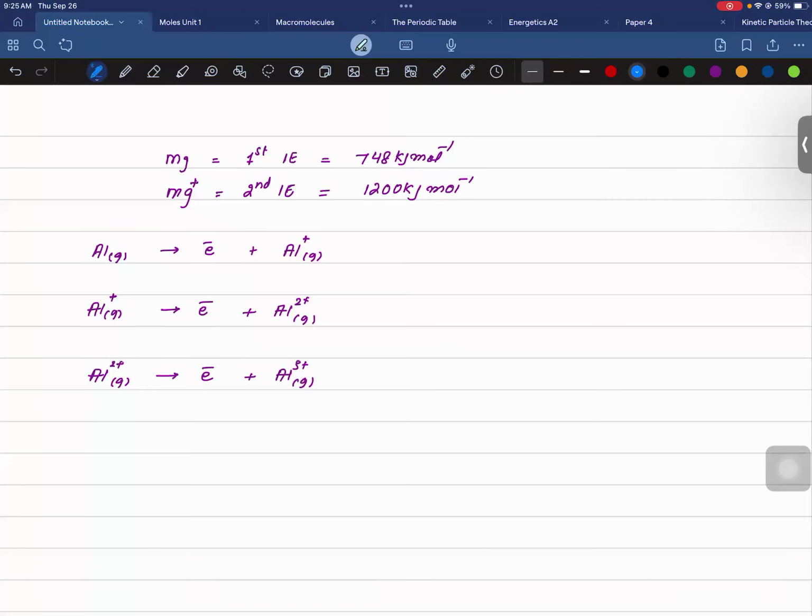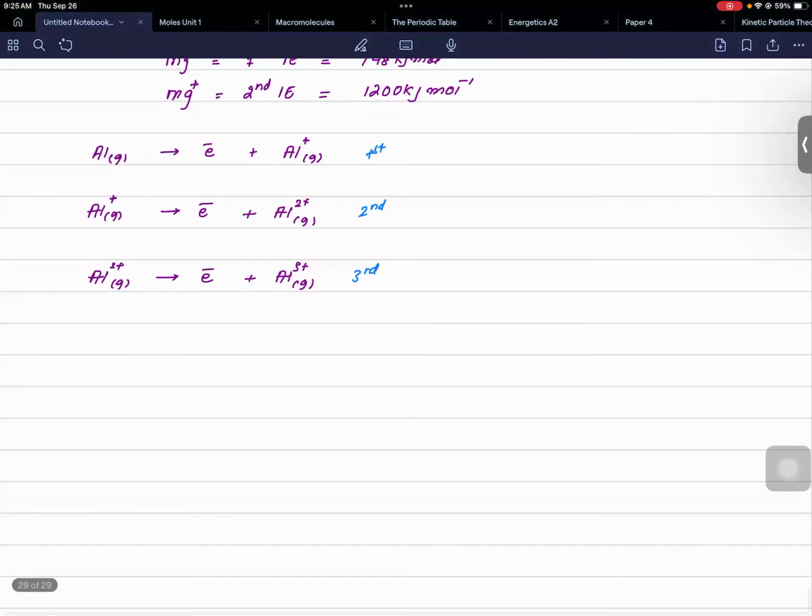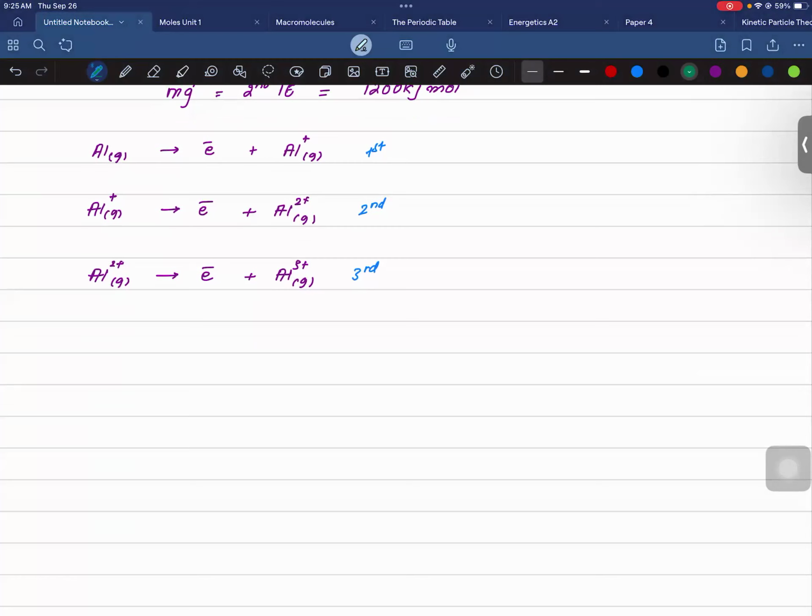Does ionization energy only go up to the third ionization energy? Sorry? So it can only go up to the third ionization energy? Yes, because we cannot remove more than 3 electrons. Yeah, this is the extreme case, exactly. Okay.